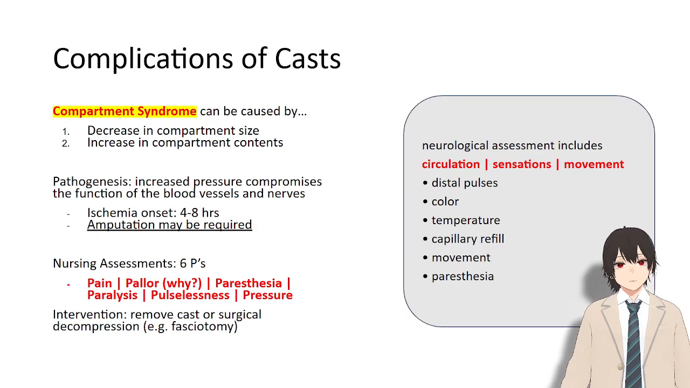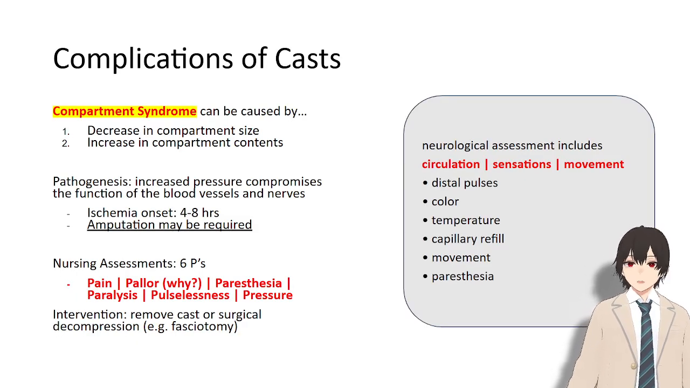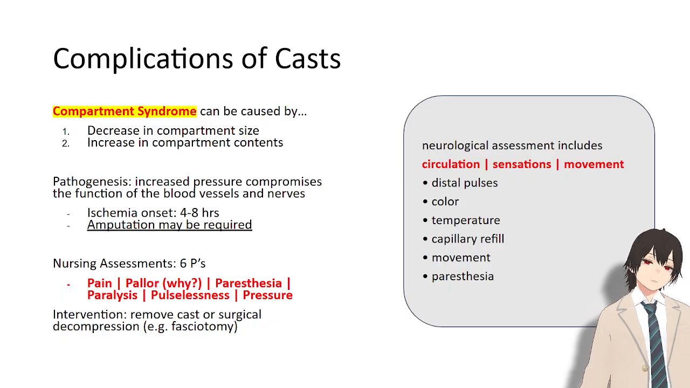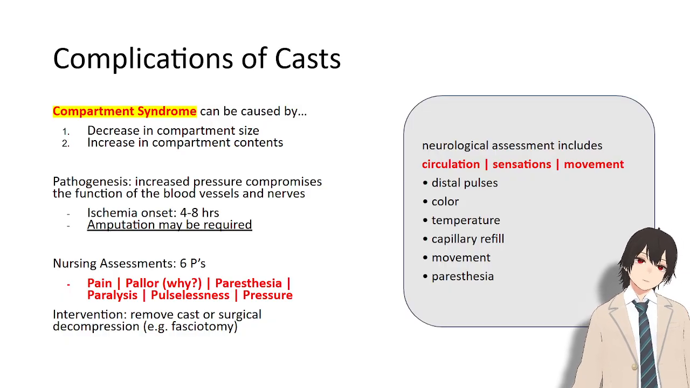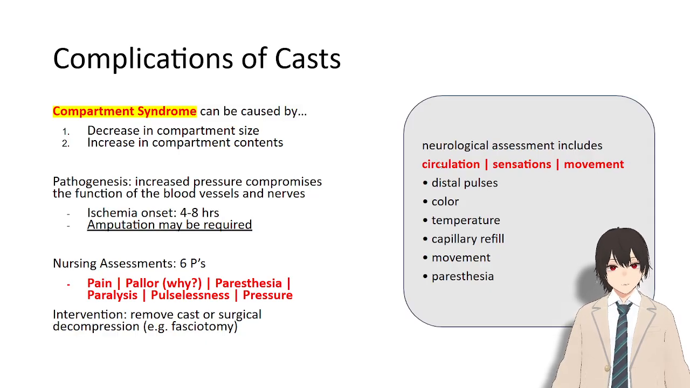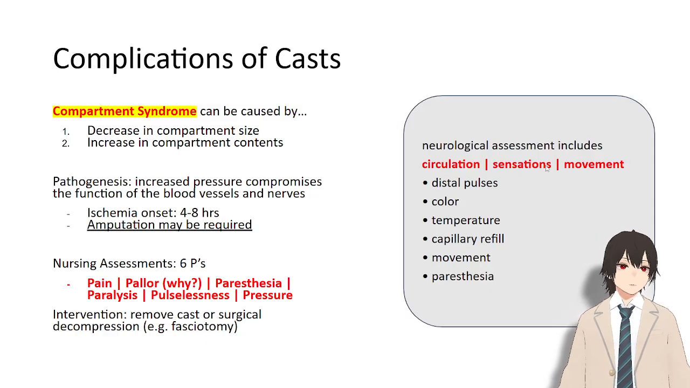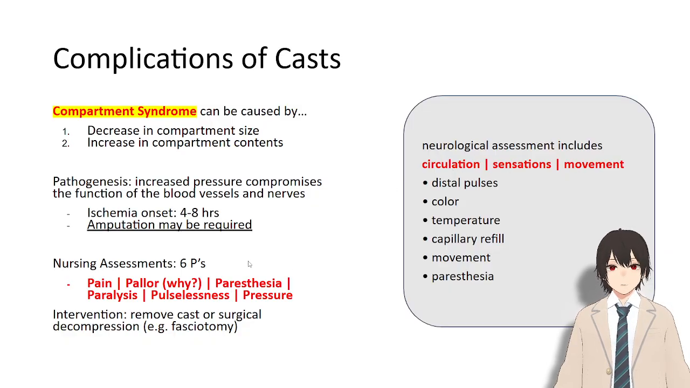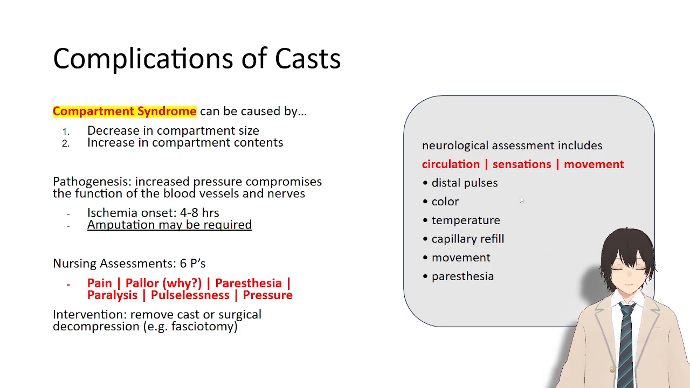Now, an easy way to also remember the 6 P's besides the 6 P acronym is overall just CSM, right? Circulation, sensations, and movement. These 3 things need to be intact for the patient to be okay. If one of these is not there, your mind should immediately jump to the 6 P's, do a further focused assessment, and let the doctor know that you're worried about compartment syndrome.